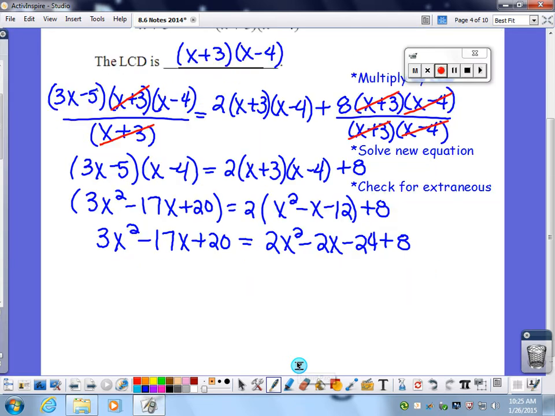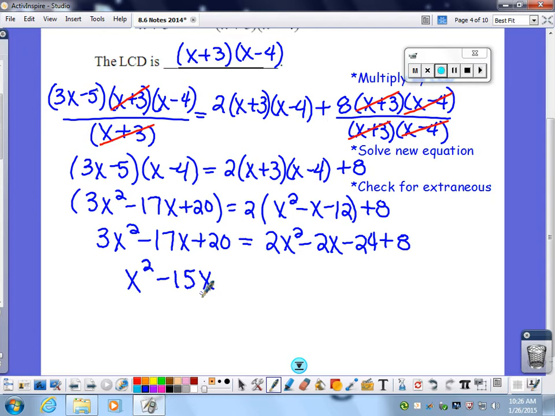Let's write that down. Alright, we're going to combine like terms, and I'm going to end up with 2 solutions here because this is going to be a quadratic. Hopefully it'll factor. If not, you have to use completing the square or the quadratic formula. So let's combine like terms. I'm going to subtract 2x squared and get x squared. I'm going to add 2x, gives me negative 15x.